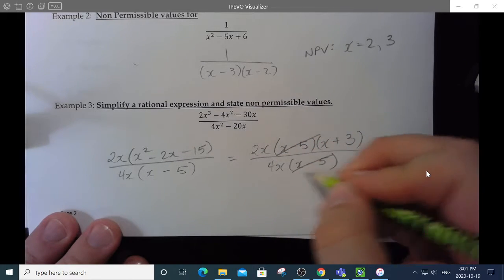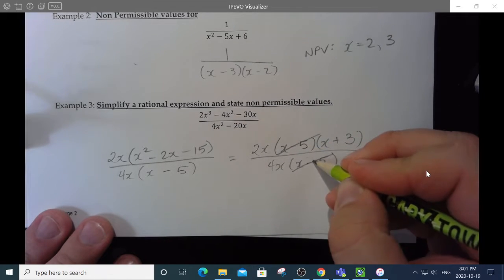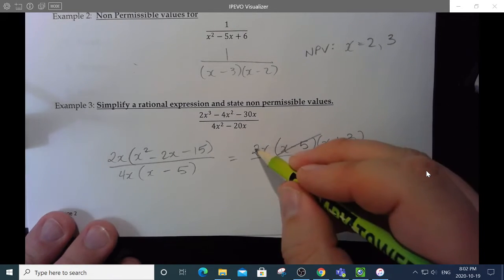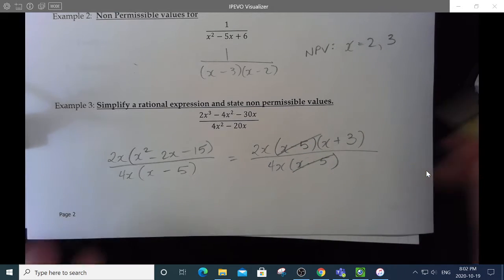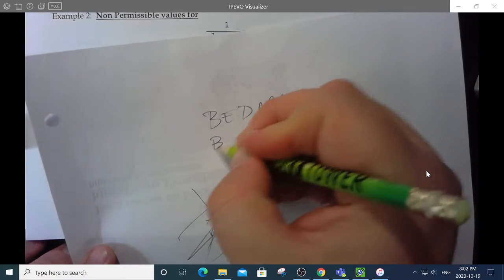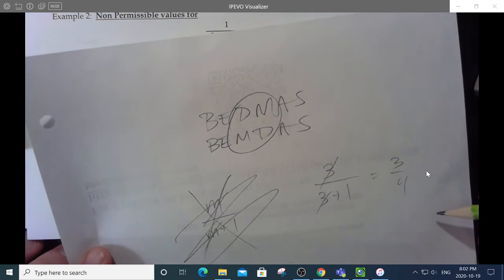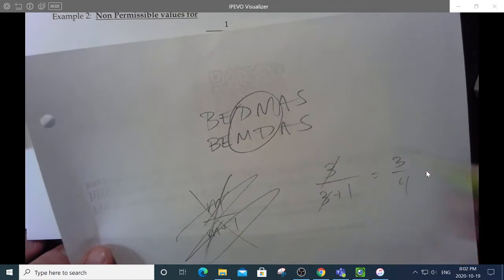So this is a factor. This is a factor. They're cancelable. Because this factor divided by this factor is 1. And if you're thinking, but you have to times all those together before you divide. No, you don't have to do that. Remember that BEDMAS and BEMDAS really are the same thing. It doesn't matter which order you put those two letters.